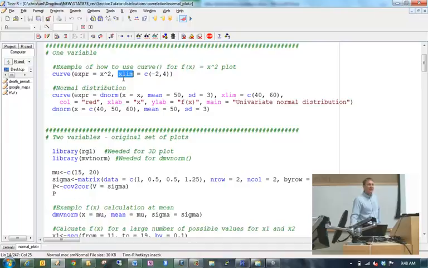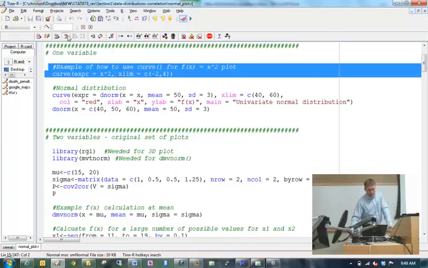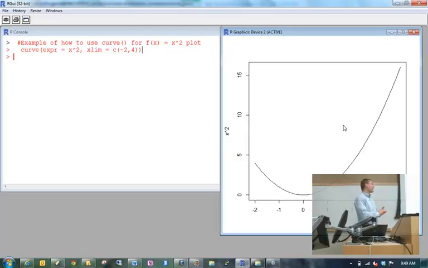And then the x-axis limits, negative 2 to 4. And what R does, by default, is put 101 values from negative 2 to positive 4, 101 values of x into x squared, get f of x out, and plot that for the y-axis. So let's do that. And there's my simple plot.